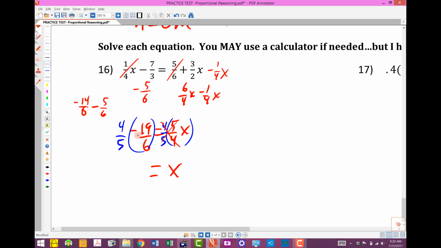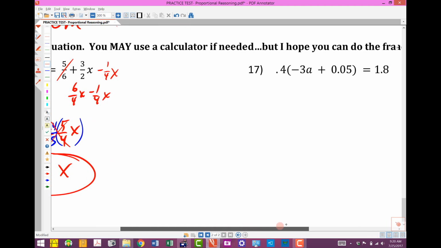I can't cancel the 5 and the 19, but I can do some cancellation here. 2 goes in here twice, 2 goes in here 3 times. So what's left on the top is a negative times a negative 19 times a 2, so that's going to be negative 38. And then I've got a 5 times a 3, so that's a 15. So there's our answer there. So we're in good shape on that one, so keep that one in mind.